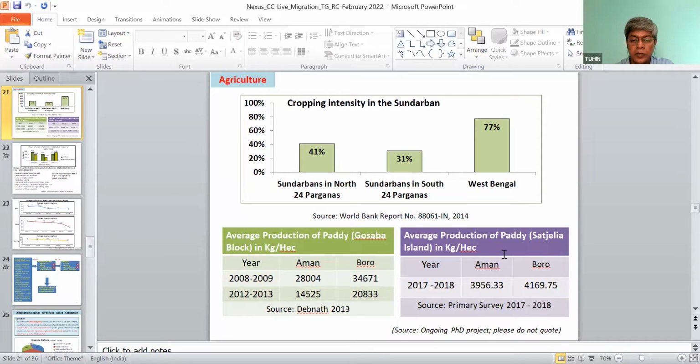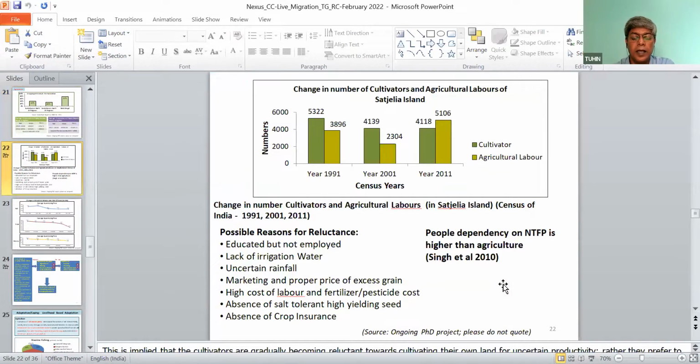And again, the average production in the Sajnekhali Island, what we are actually surveying, has a little bit different from the total production in the Gosaba block. So Sajnekhali Island is within the Gosaba block, and the yield is very, very low in comparison to the average yield in the Gosaba block. So there is some problem with the agriculture system.